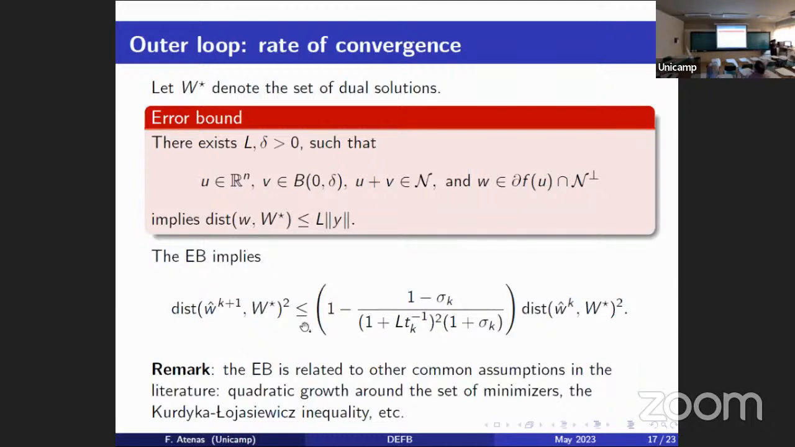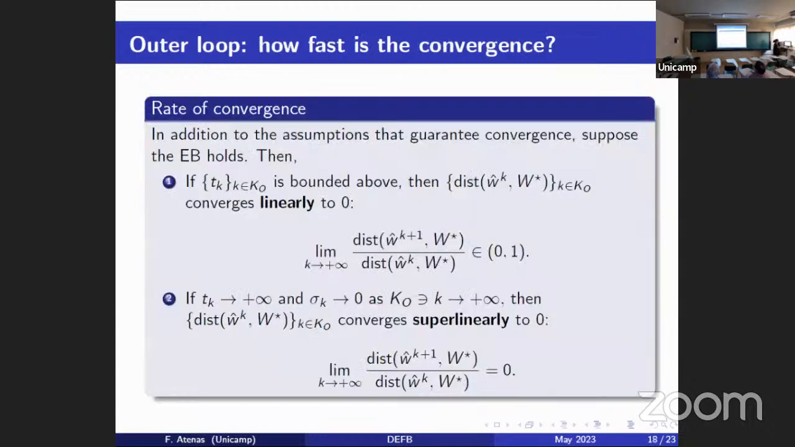Error bounds are related, for example, in the convex case, are equivalent, but in general are related to other common assumptions in the literature, for example, quadratic growth of the function close to the set of minimizers, or the critical value. That is more common in the machine learning community, for example. So under the same assumptions that guarantee convergence, and if you also add the error bound, then, for example, if we keep the step size bounded, then the distance from the centers to the set of solutions goes to zero linearly, meaning this limit is between 0 and 1.